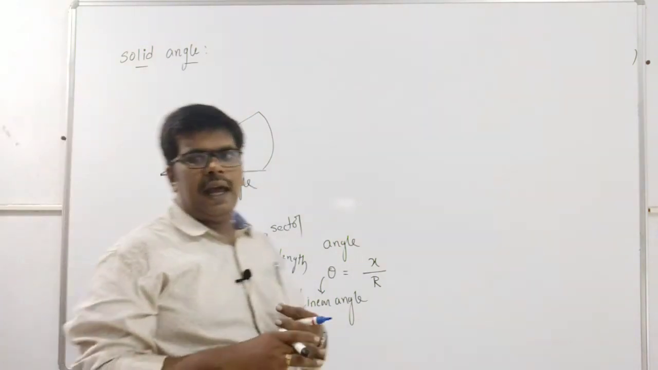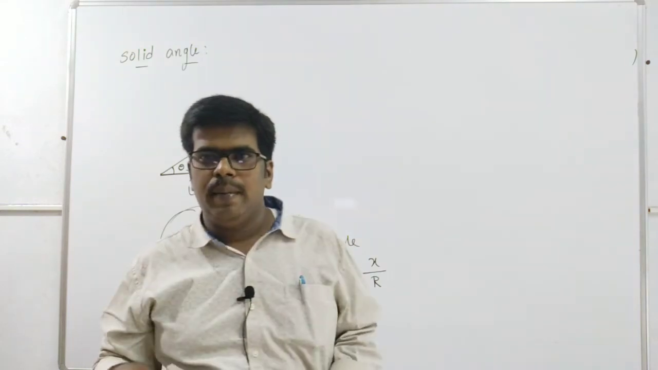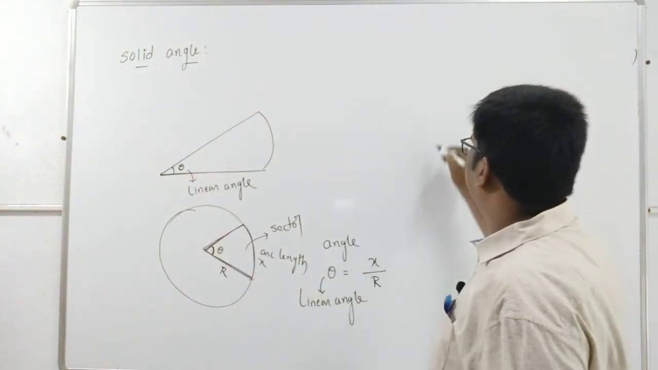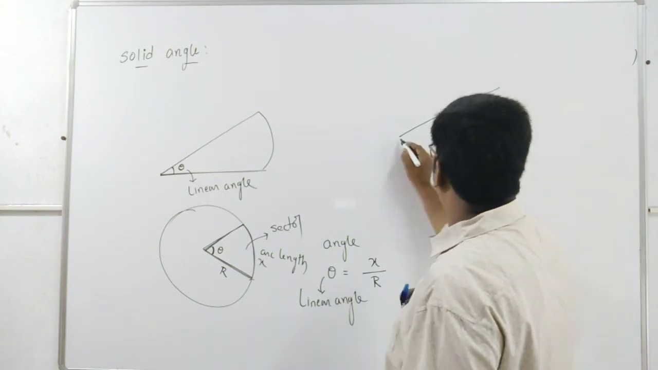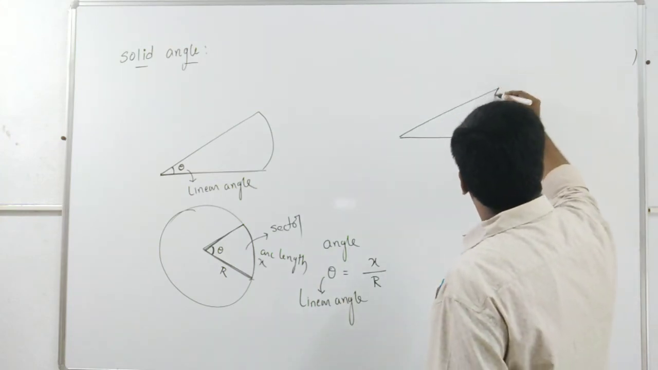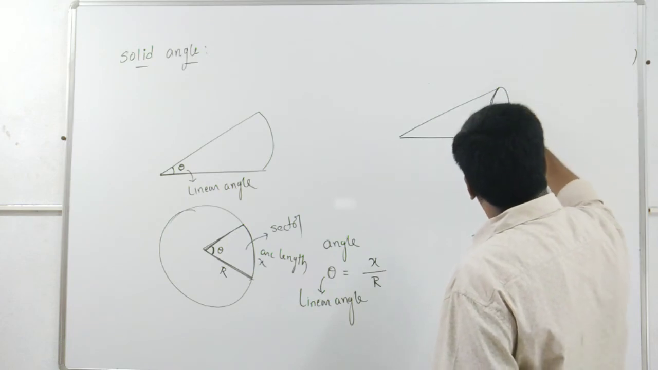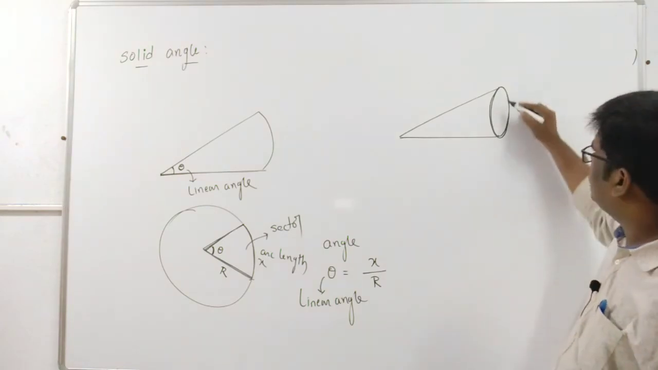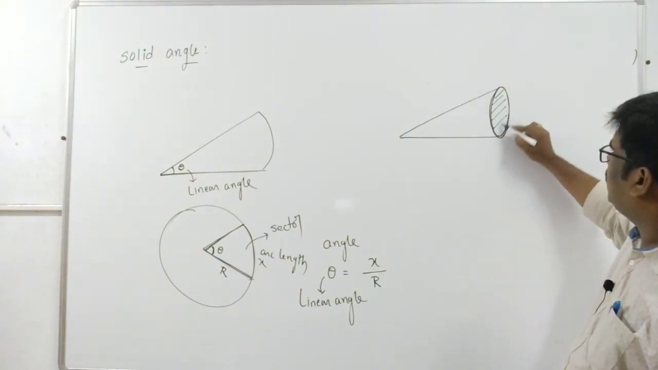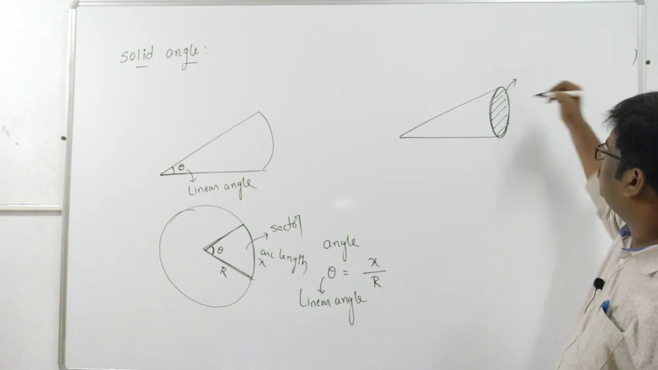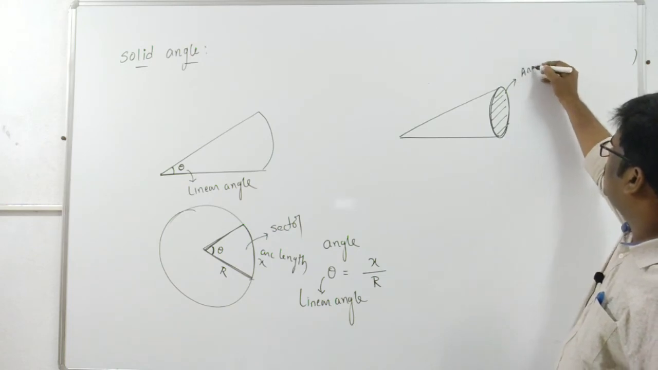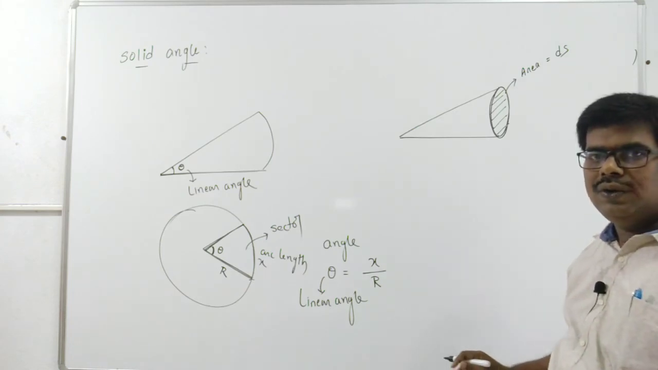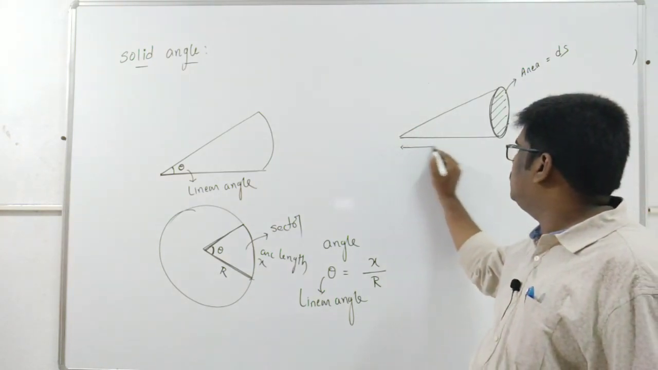But if you take an ice cream cone, if you observe how it is, like this you can observe, this is the ice cream cone. It has a lateral surface like this here. So this lateral surface is present. This is an ice cream cone. This lateral surface has area ds, and its radius is r.